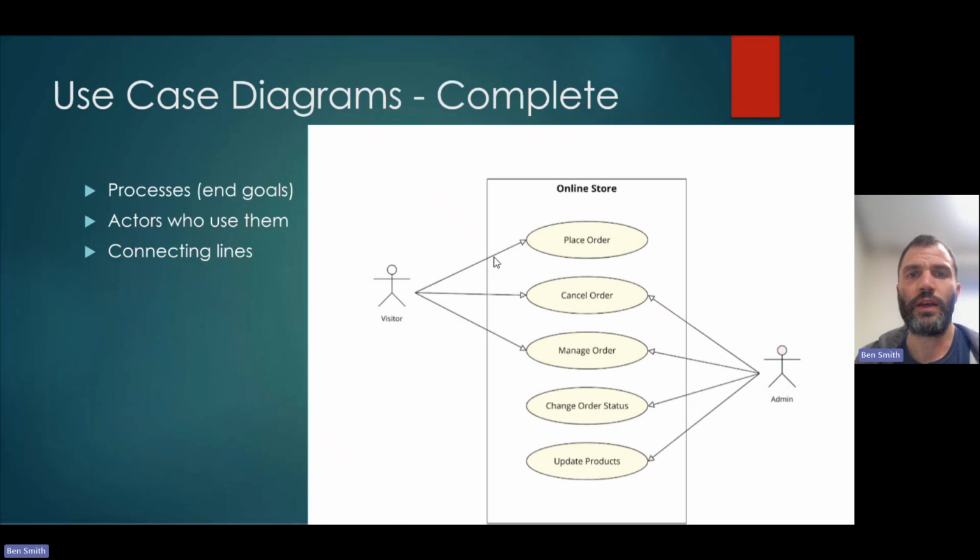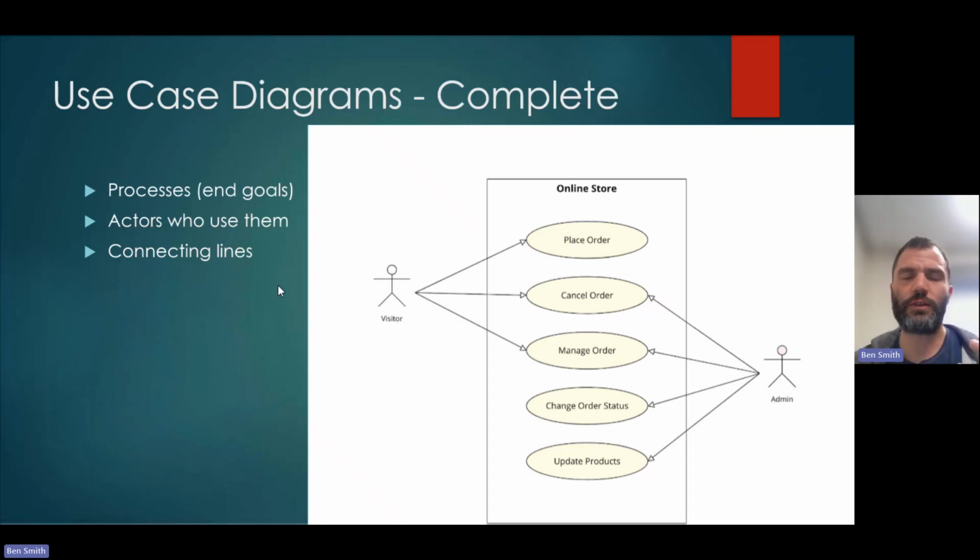A visitor can use this one, because there's an arrow pointed into that, he can place an order. So the visitor can place an order, the visitor can cancel an order, and the visitor can manage an order. Right, so there are three different things it can do. The admin can also cancel and manage, but only the admin can change the order or update products. So that's how we show the connection of these actors to these processes. So it's quite simple, it's quite straightforward.